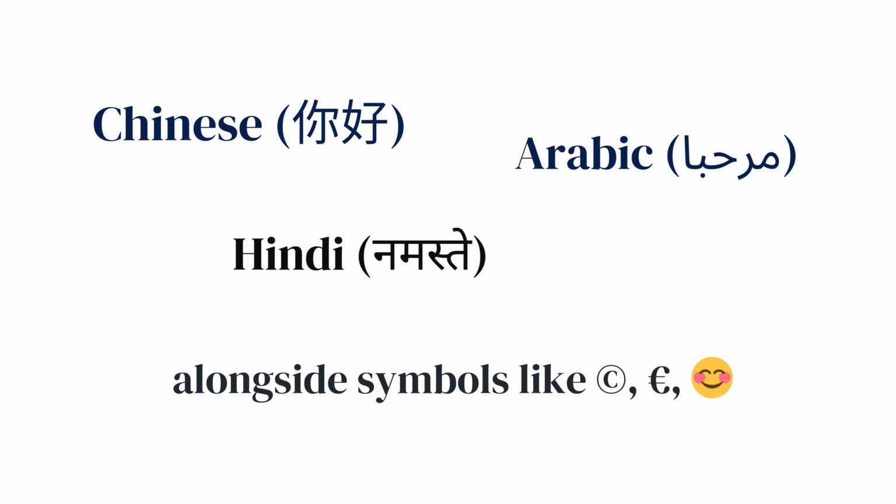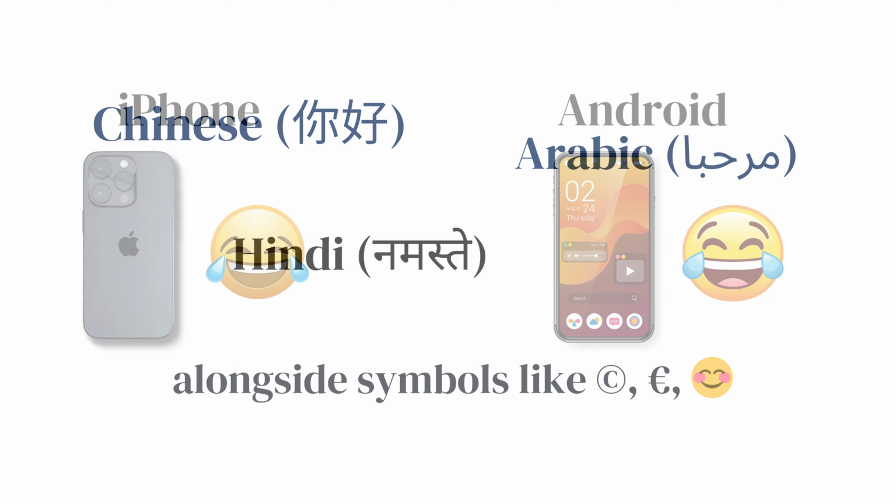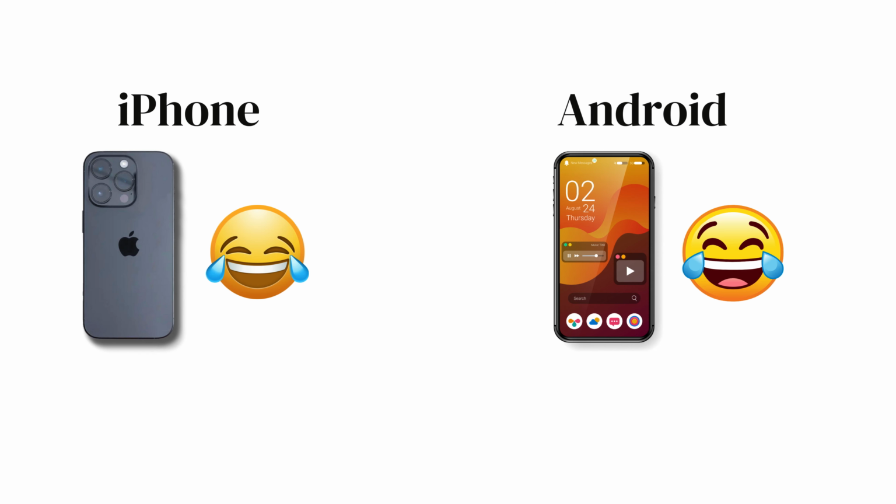But let's talk about the fun part, emoji. Ever wonder why emojis look different on Android and iPhones? It's because Unicode only assigns numbers to emojis. It doesn't tell companies how to draw them.